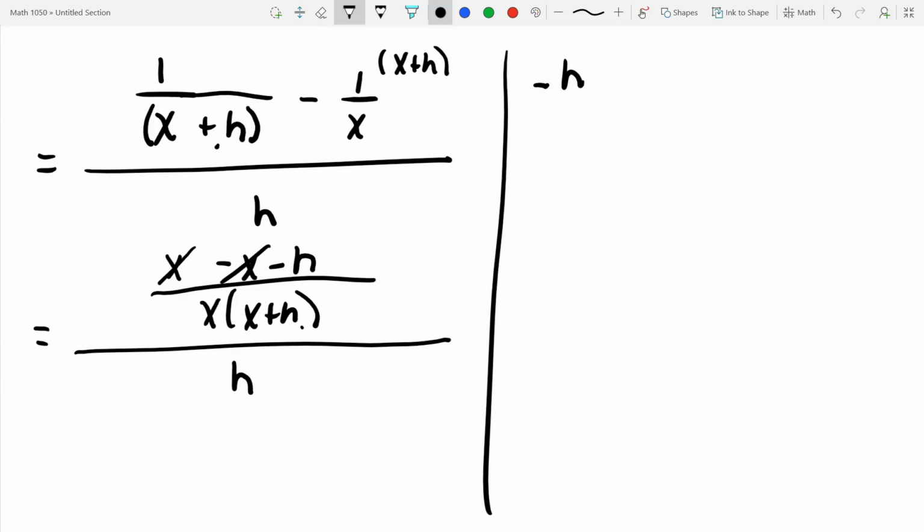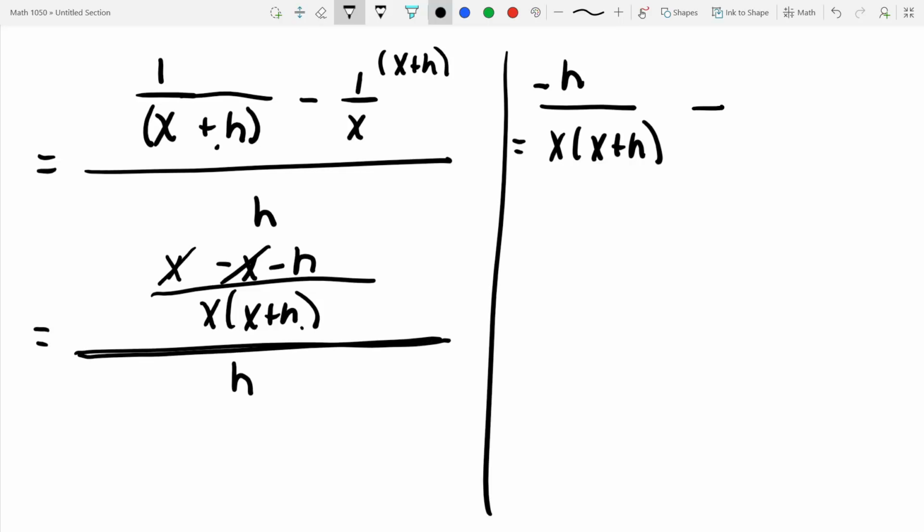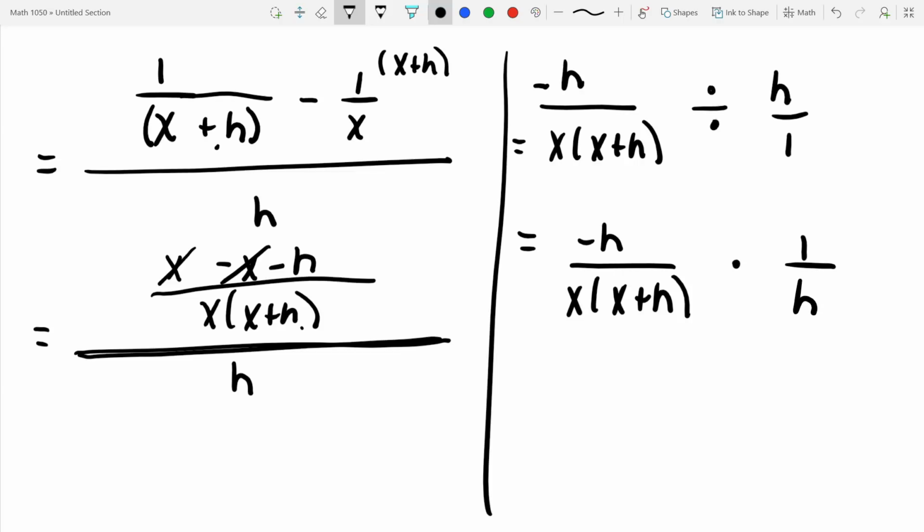I'm going to do a couple of steps in one, so watch closely. Negative h over x times x plus h. That's what I have in the top of that fraction. This main division bar is going to be written as a division symbol, and then I put an h. So I just kind of did two steps in one, okay? Put a 1 underneath, and then flip the second one. So it's negative h over x times x plus h, times 1 over h.